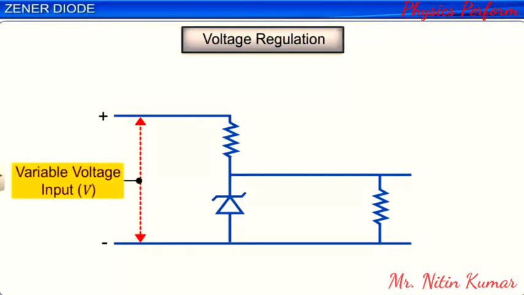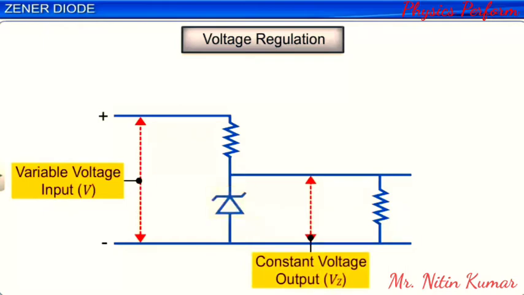The input voltage is connected to the ZENER diode through a series resistor having resistance R, with the ZENER diode in a reverse bias arrangement. A load resistance is connected parallel to the ZENER diode to collect the constant voltage output across it. The current through R is equal to the sum of the ZENER current and load current.